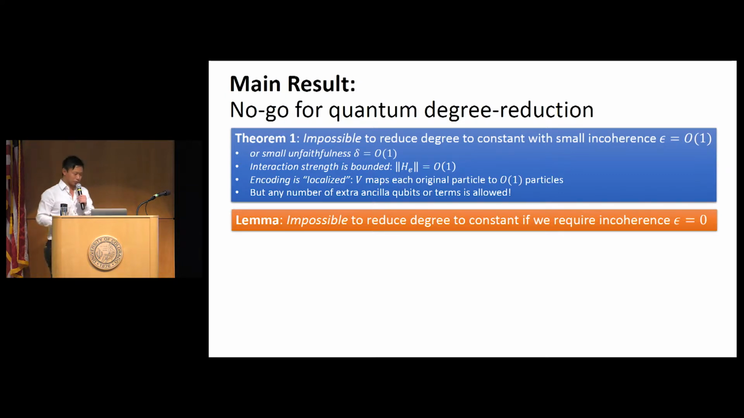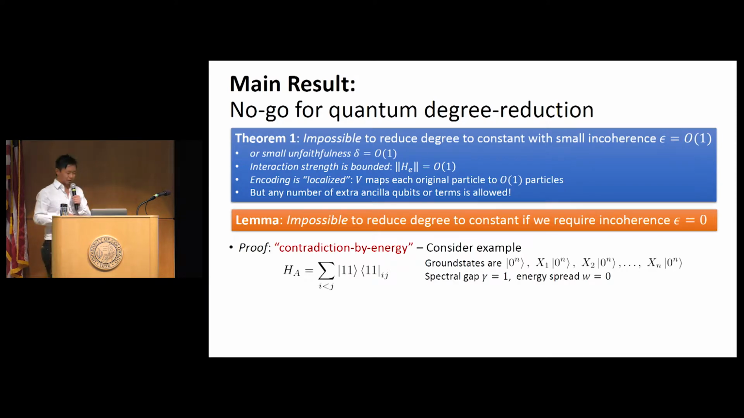Now, to get some intuition for the result, we'd like to illustrate the conceptual idea by proving a simpler, weaker result, where we show that it's impossible when the incoherence is 0. So the proof uses a trick that we call contradiction-by-energy. We consider the example where you have a complete graph interaction, all-to-all interaction, where we forbid the appearance of two ones. As we mentioned earlier, the ground states are easily shown to be the state with all 0 or states with 1 excitation. And it's also easy to see that the spectral gap here is 1 and the energy spread is 0.